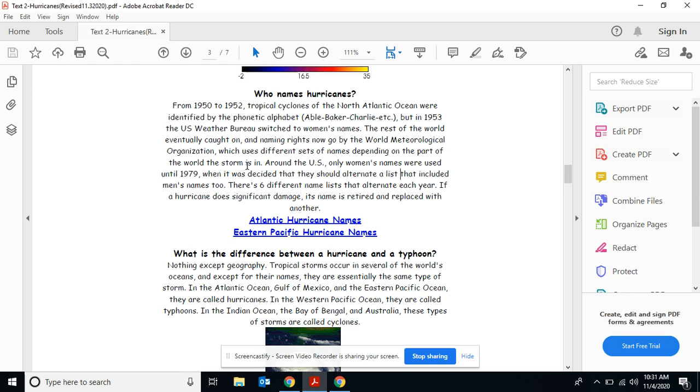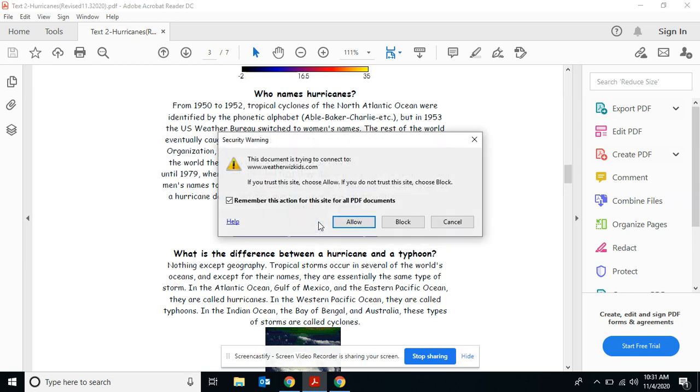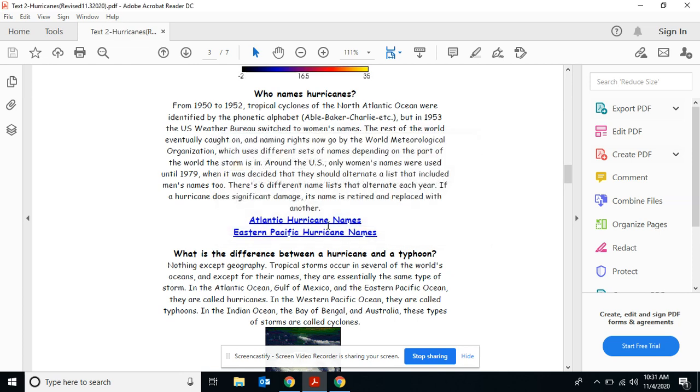the storm is in. Around the US, only women's names were used until 1979, when it was decided that they should alternate, with a list that included men's names too. There are 6 different name lists that alternate each year. If a hurricane does significant damage, its name is retired and replaced with another. And you can actually click on these links to see the names.